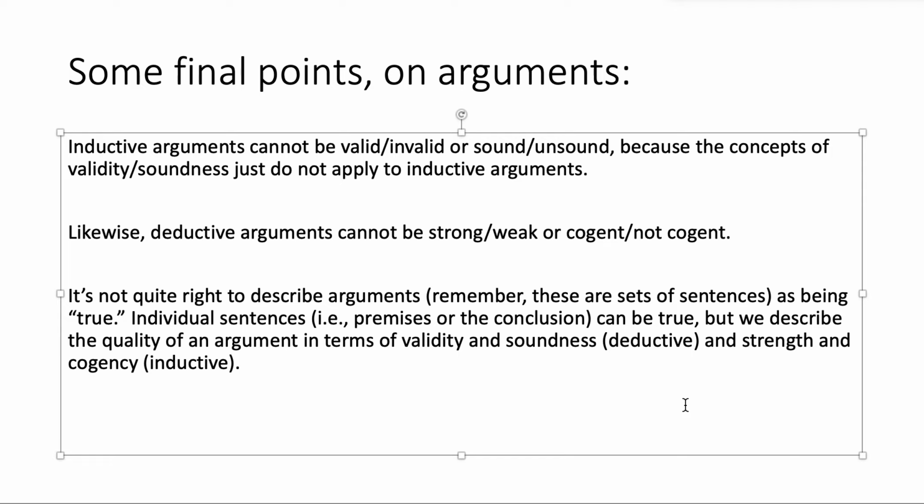You can say that this argument is valid or sound or strong or cogent, and you can say that this premise is true or false, and this conclusion is true or false. But an argument is a set of sentences, and we have other concepts to assess the goodness or the quality of arguments. Those are validity and soundness and strength and cogency.